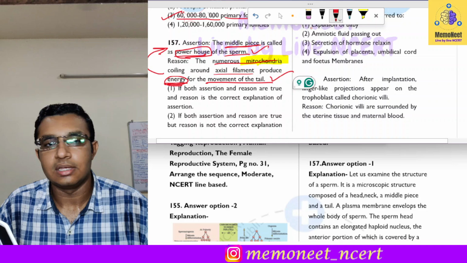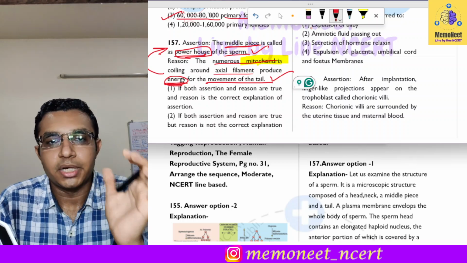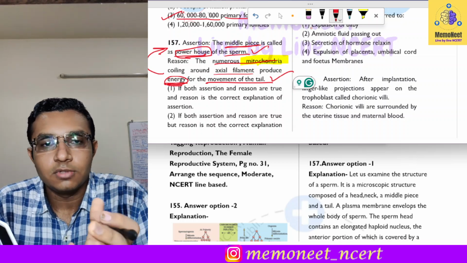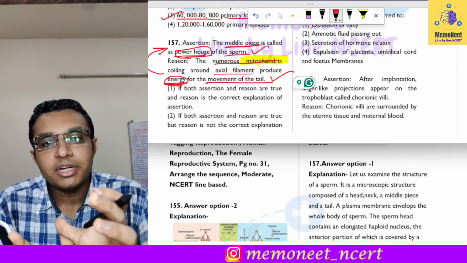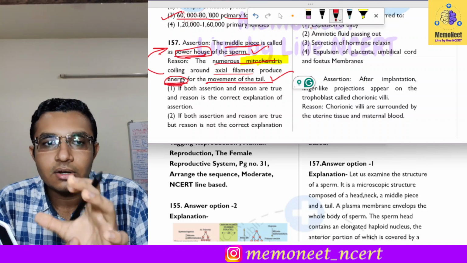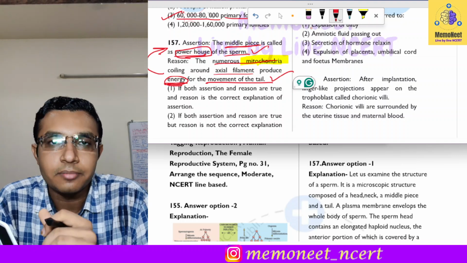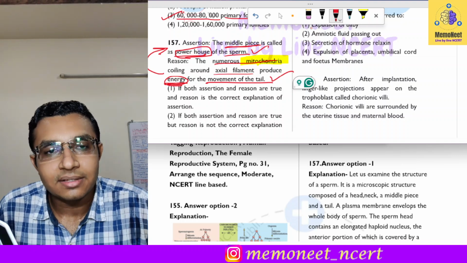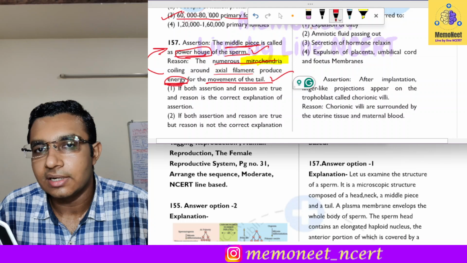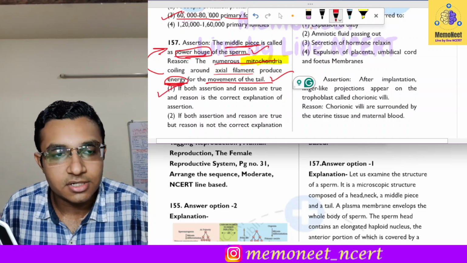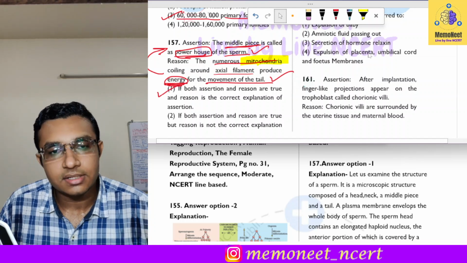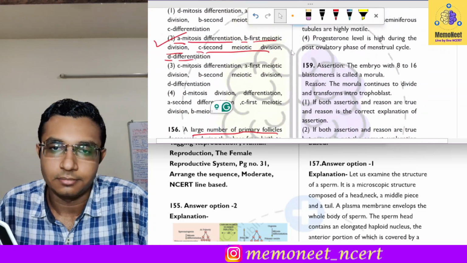See, frame it like this: the middle piece is called the powerhouse of the sperm because in the middle piece the numerous mitochondria coiling around the axial filament produce energy for the movement of the tail. So you will understand that the assertion and reason both are correct, and the reason is the correct explanation of the assertion. So the correct answer of this question will be option 1.